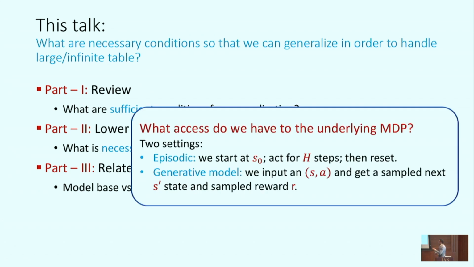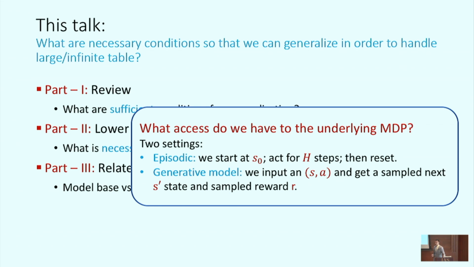Okay, so throughout the talk, there's a question of what access do we have to an MDP. And we're going to go back and forth between two models. The most general setting might be something closer to this episodic setting, where we start at S0, we act for H steps, and then we reset back to S0. But we could also work in the setting where we have a simulator or a generative model. And that's for every state action pair, we're going to get a sample of the next state and the reward. Okay, so there are two interactive models we're going to consider, which is the episodic one and the generative model setting. And we're going to move back and forth between them.